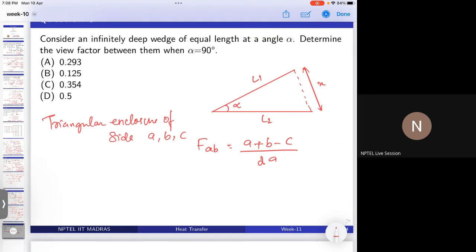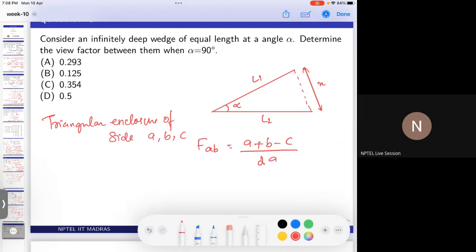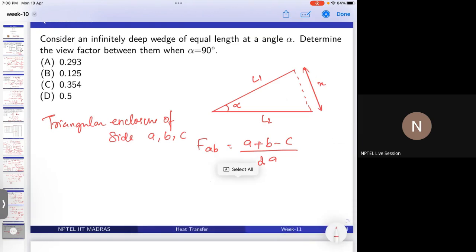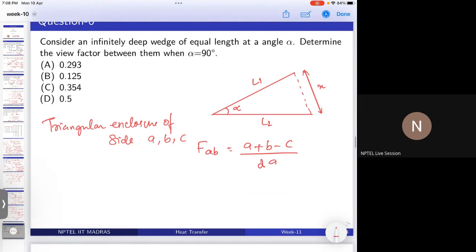This is general. Say, for example, for BC, in the same way it will become B plus C minus A divided by 2B. Like that, you can find A and C also. So this is the triangular rule, a rule for triangular enclosures. The derivation you can find in any textbook.